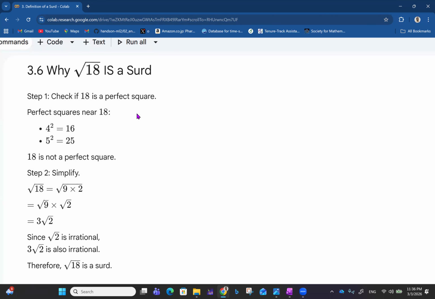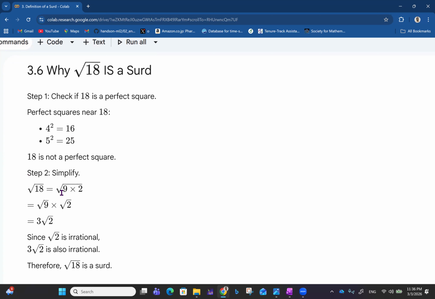So check if 18 is a perfect square. Of course, perfect squares near 18 are things like 4 squared, which is 16, and 5 squared, which is 25. The square of root 18 is 18, so it means that the square root of 18 lies between 4 and 5. So 18 is not a perfect square, clearly.